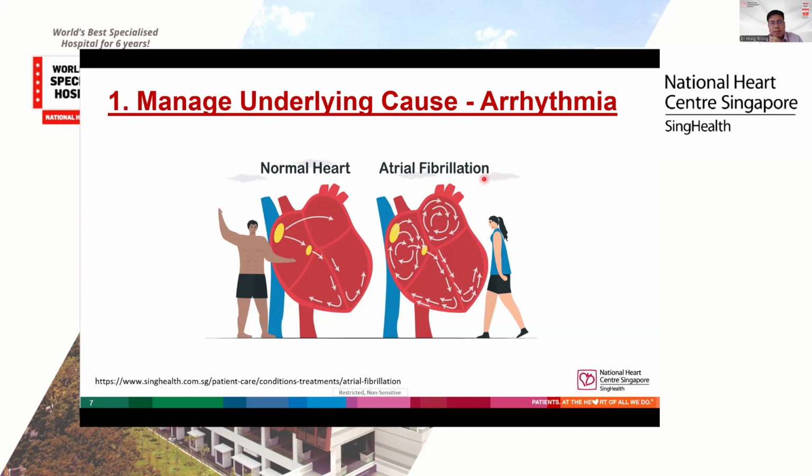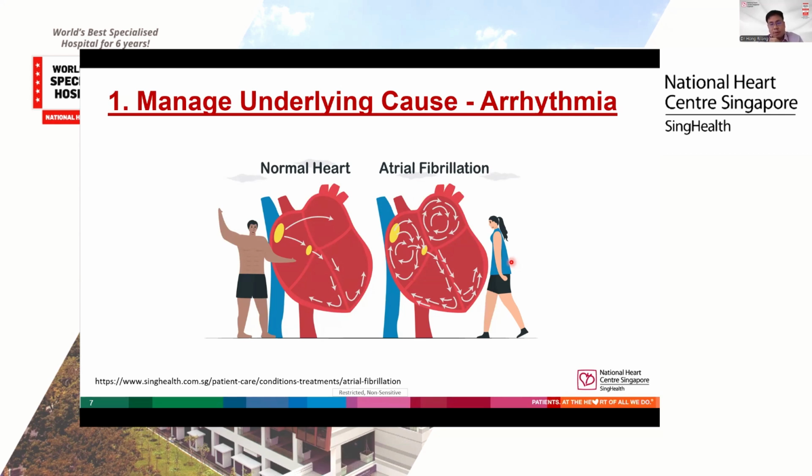This conduction system is important because it allows our heart to beat. So when the conduction in the heart becomes chaotic, as you can see from the diagram on the right, it causes the heart to beat in an irregular fashion, which is often very fast. The way I like to think about this is that it is like your heart running a marathon all the time, even when you are sleeping. And in the long run, this will cause damage to the heart.